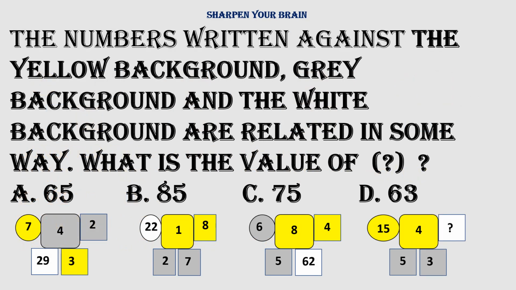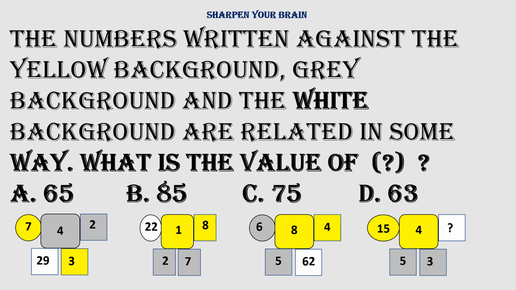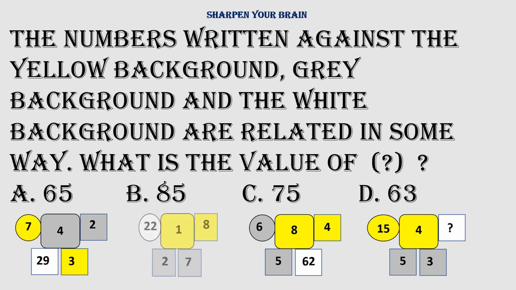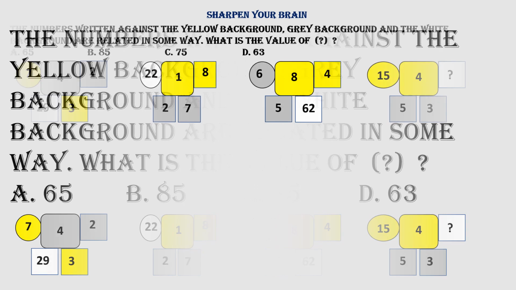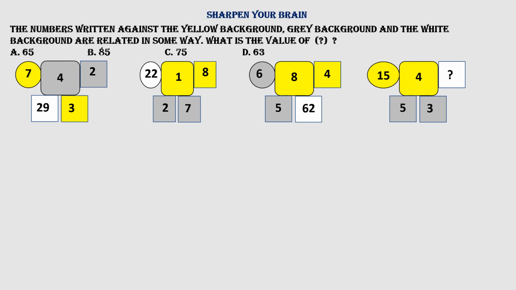The numbers written against the yellow background, gray background and the white background are related in some way. What will come in place of the question mark? Can you solve the problem in 20 seconds?